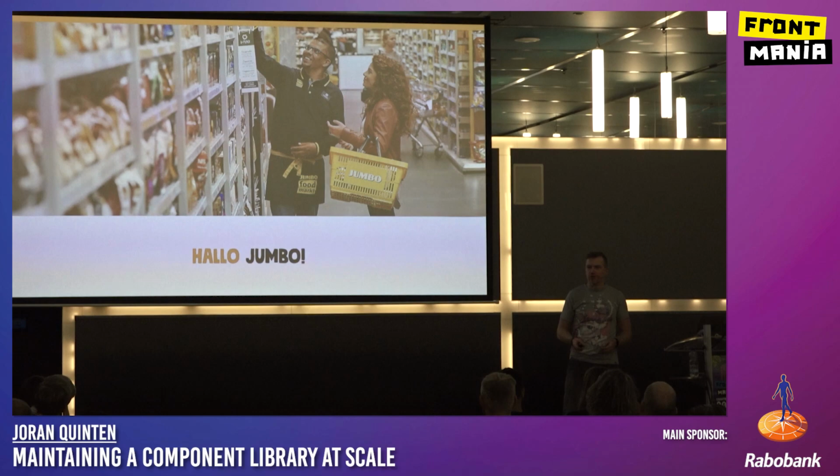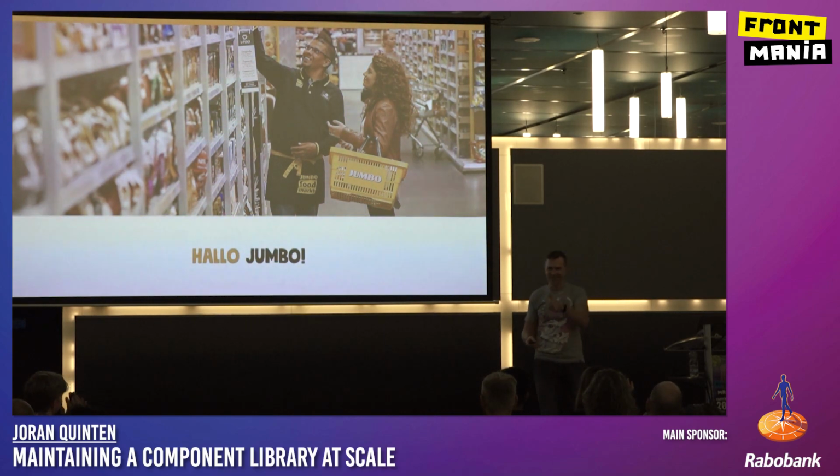Let's get started. So who knows what Jumbo is? That's good. Who does shopping at Albert Heijn? That's not so good, but we'll get there. Jumbo, for those of you who don't know, is a grocery chain in the Netherlands. We also have a couple of stores in Belgium. And we also do e-commerce, and we do a couple of digital products. We have an e-commerce website, some other projects, internal tooling, some apps. So we have a lot of stuff going on.